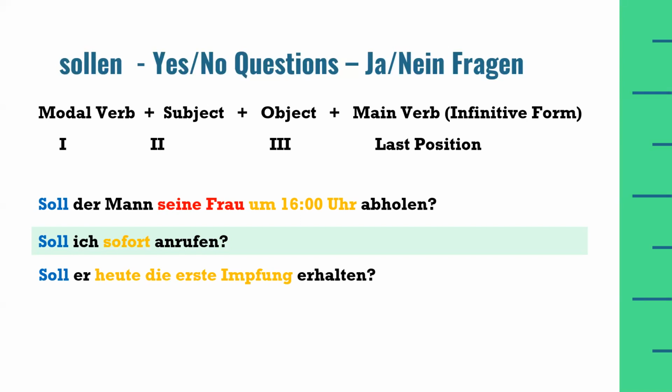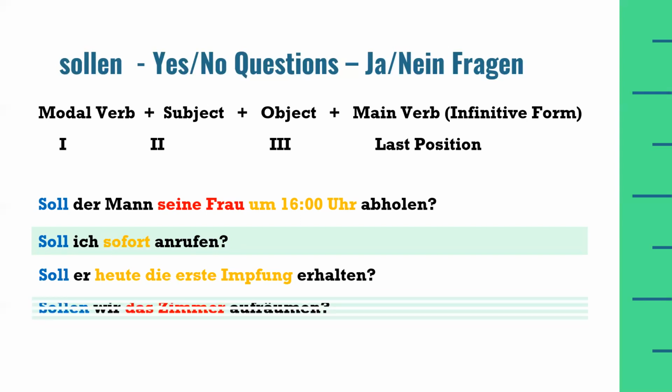Next example is: Soll er heute die erste Impfung erhalten? Should he get the first vaccine today? Er is the subject of the sentence, which is at the second position, and we have conjugated the verb sollen according to er, so it becomes soll. Heute die erste Impfung, and then comes erhalten, which means to get.